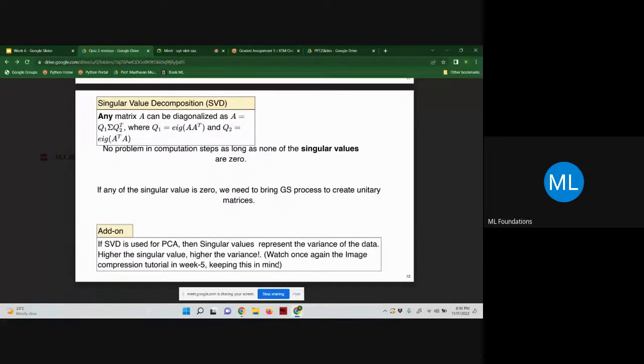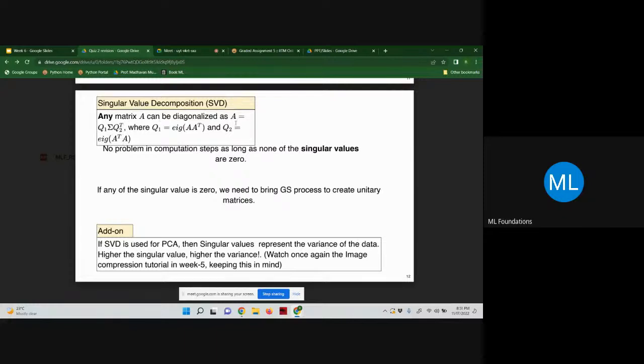But let's say for any m cross n matrix, it need not even be a square matrix, you can apply the singular value decomposition. The singular value decomposition is this: any matrix A can be represented in this form, Q1 sigma Q2 transpose, where Q1 will be the eigenvectors of A A transpose, and Q2 will be the eigenvectors of A transpose A.